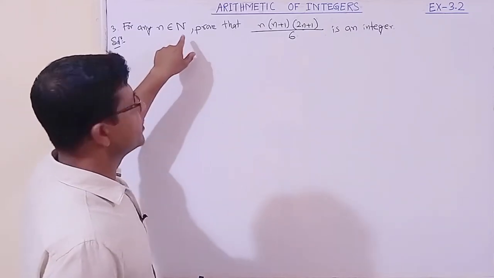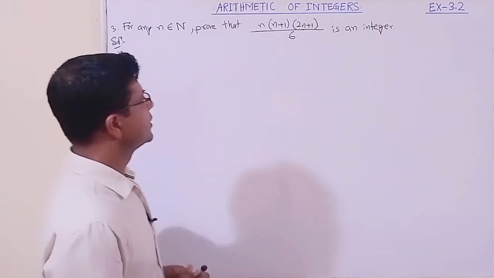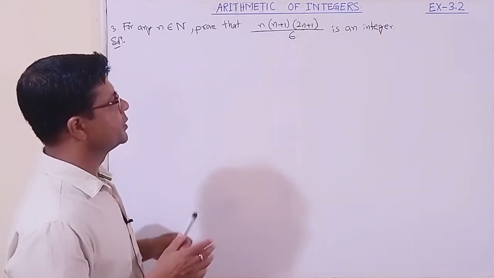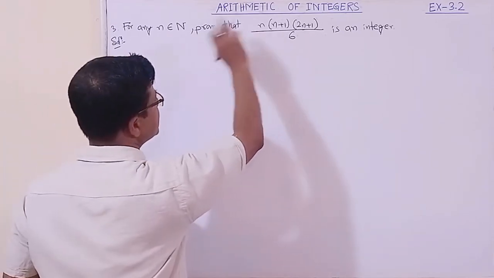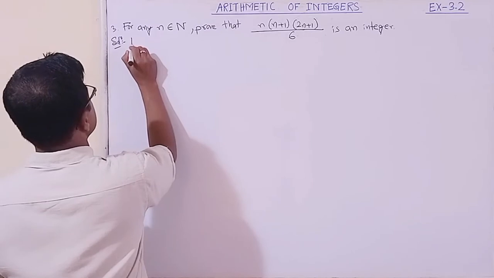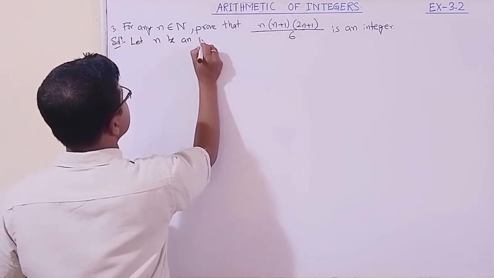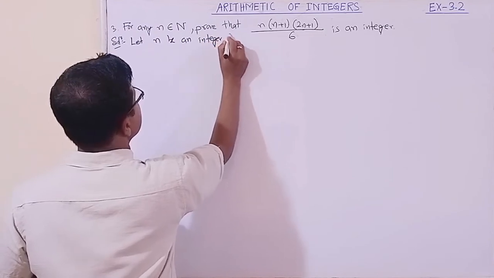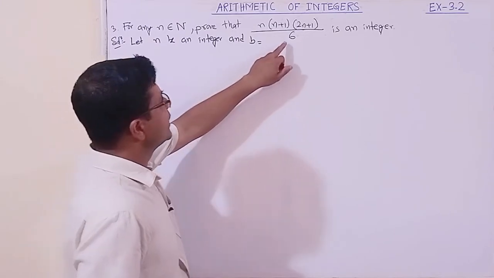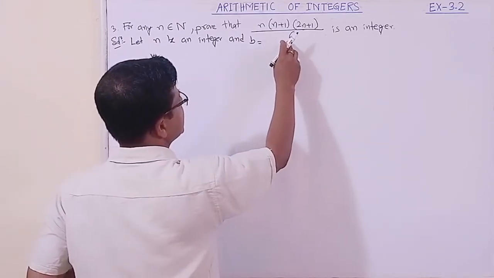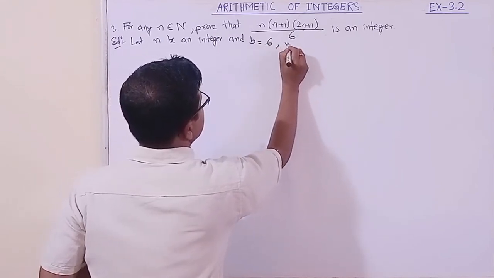For any natural number n belonging to N, prove that n(n plus 1)(2n plus 1) by 6 is an integer. Okay, now here again this is the application of division algorithm. Let us take n in place of a, since n is given. Let n be an integer and b equal to, how much will we consider? By this we can understand b equal to 6, because we have to divide by 6 or it is a multiple of 6.